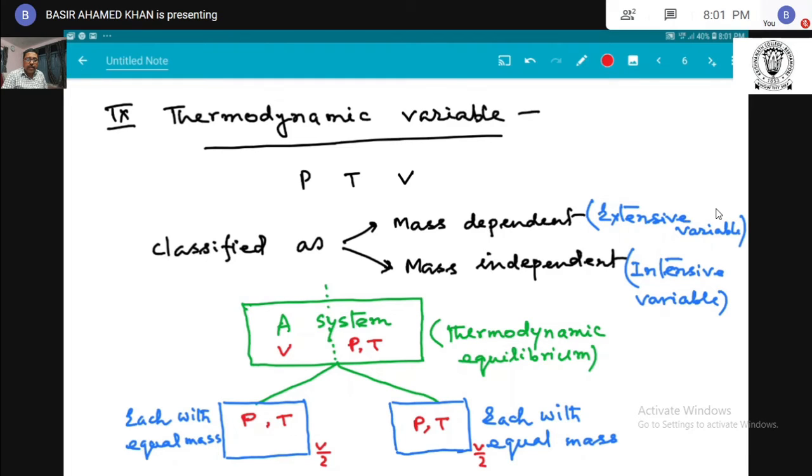I hope it is clear. Thermodynamic variables are classified into two types according to their mass dependency. Those which are mass independent are known as intensive variables, and those which are mass dependent are known as extensive variables. With this example, we understand which kinds of thermodynamic variables are mass dependent and which are mass independent.